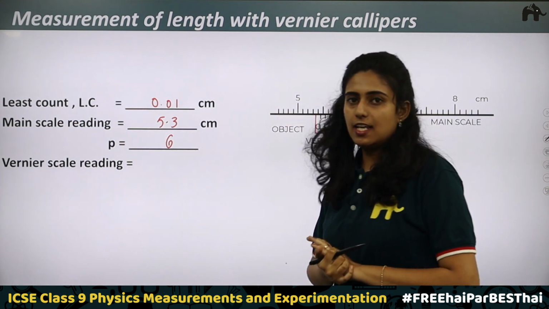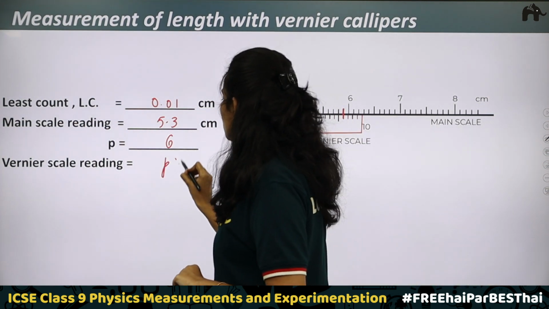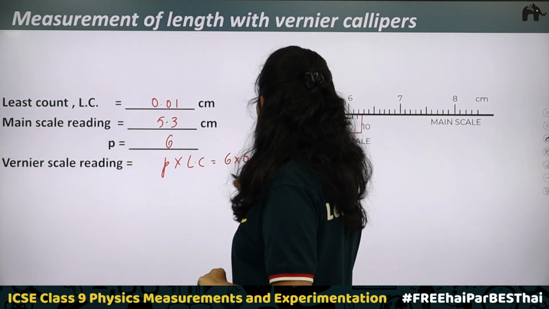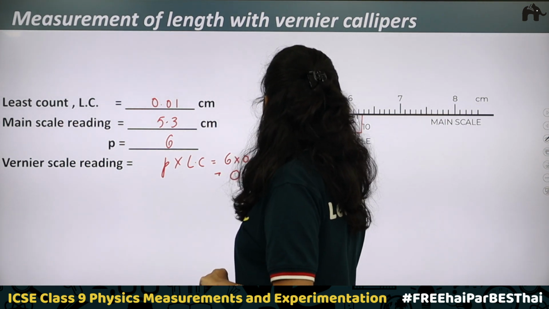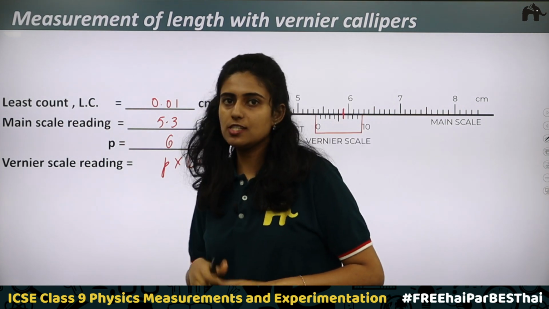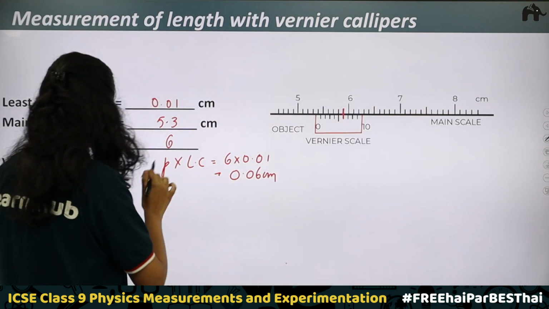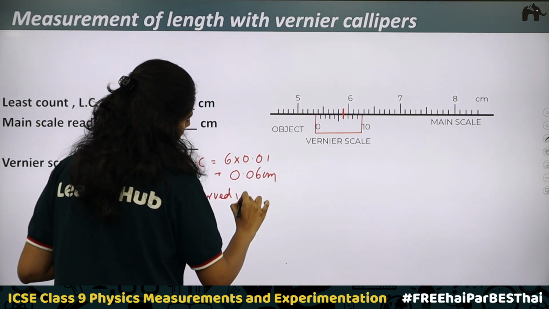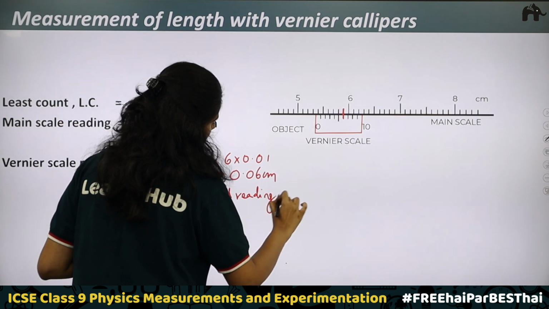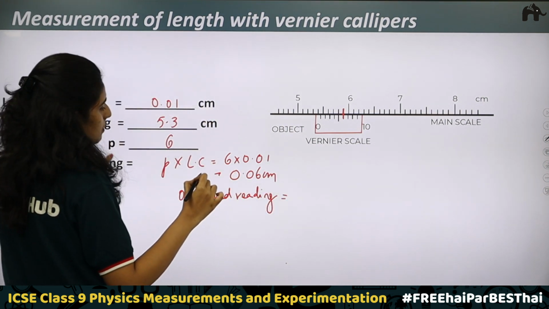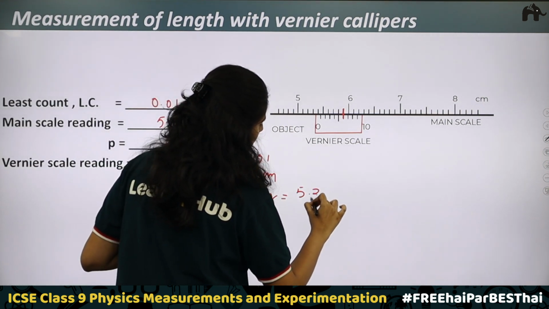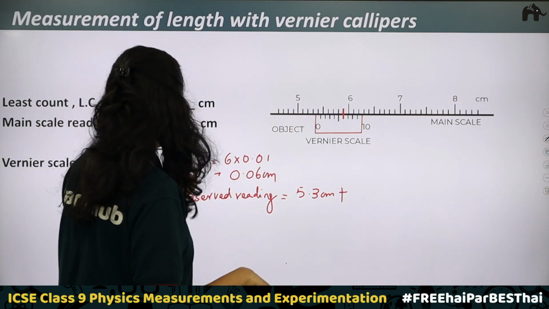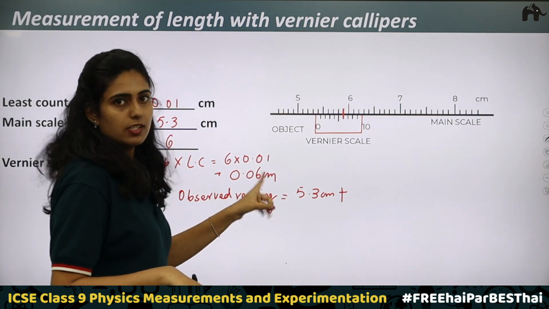Then what is the vernier scale reading? Vernier scale reading is P into least count, that is equal to 6 into 0.01 equal to 0.06 centimeters. Okay, 0.06 centimeters. Now what is the observed reading? Observed reading will be equal to first the main scale reading. Here the main scale reading is 5.3 centimeter plus the vernier reading. Vernier reading we got, P into LC, which is 0.06 centimeters.